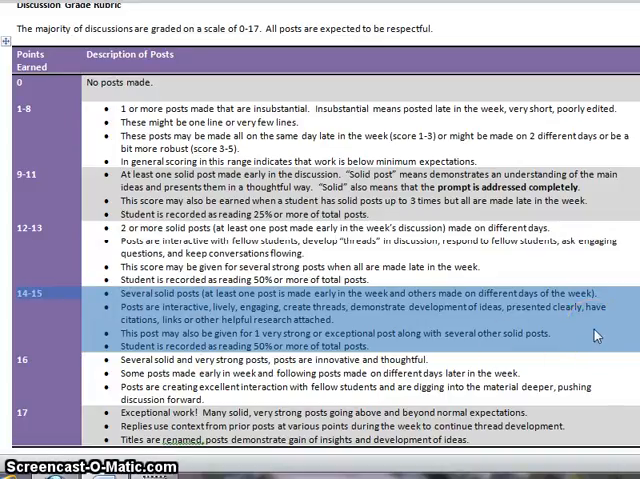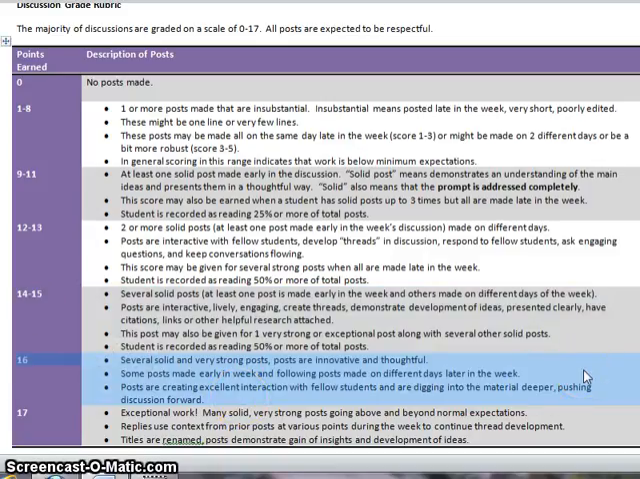Scoring 14 to 15 points, we have several solid posts. At least one is made early in the week. Others are made on different days. They're interactive, lively, engaging. You can read the descriptors here. Ideas are really being developed, presented clearly, and now we're starting to see some citations or links, some other research, and that can earn more points. This score can also be given for one very strong or exceptional post. Sometimes that happens. I'm looking for students to be recorded as reading 50% or more of other posts.